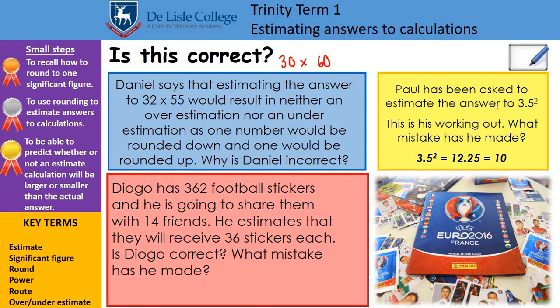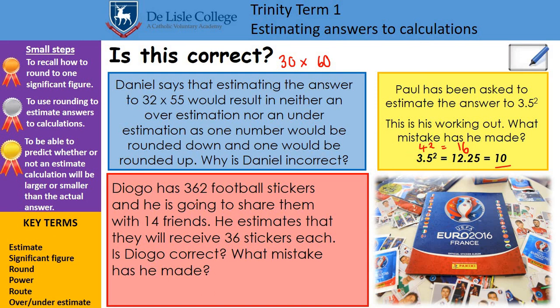Paul has been asked to estimate the answer to 3.5 squared. This is working out. What mistake has he made? Well, he's done his rounding at the end, and we know we round at the start. So actually you should have rounded that 3.5 to 4 and done 4 squared to get 16. So the answer is just 16. He has to estimate the answer, not round the answer. You do your rounding to significant figures right at the start.